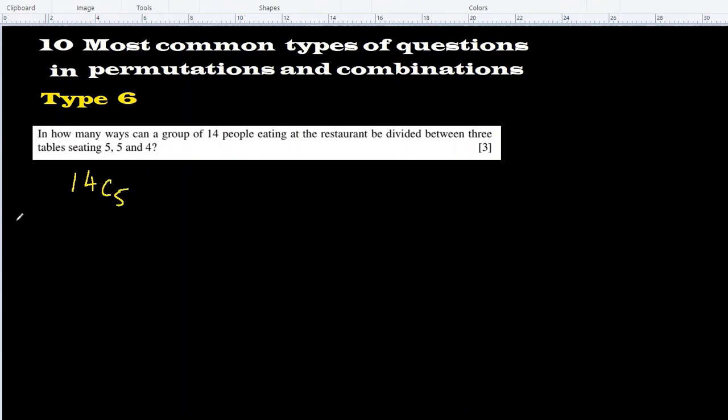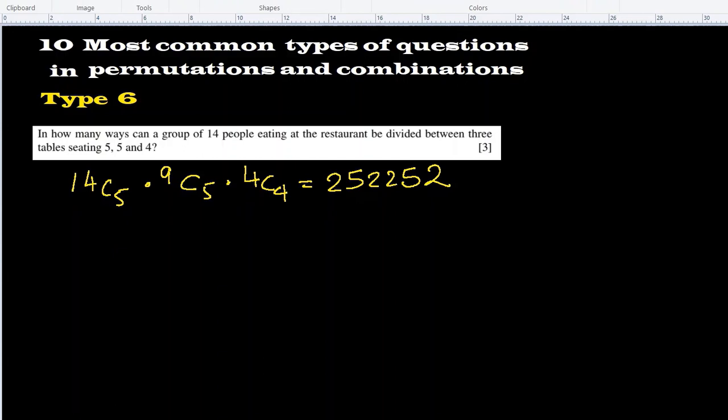14C5. And we ask them to sit on the table. Now remaining are 9 people. So we'll multiply, next selection will be 9C5. Out of those 9, we'll select 5. Now remaining are 4. So we will select all 4, which is just one case. 4C4 is 1. Just multiply this and we get 2, 5, 2, 2, 5, 2. These are the selections possible in that case.